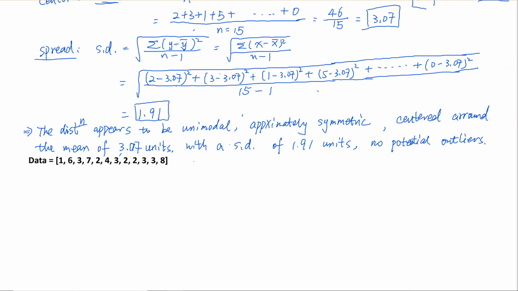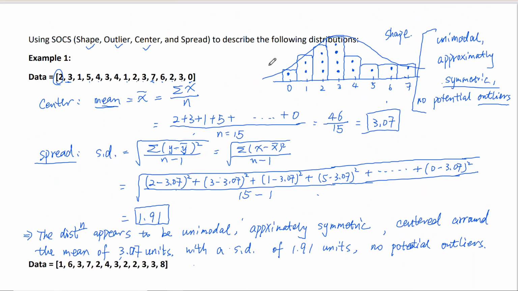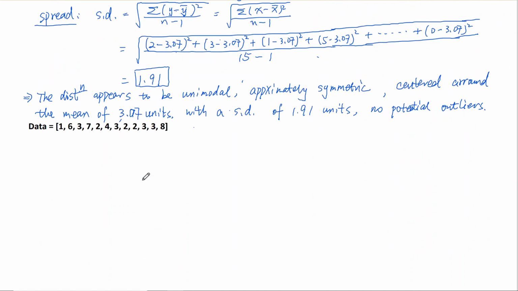All right. Okay, so this is for the first case. If the distribution shows it is approximately symmetric, right, or just symmetric, then we can use the mean for the center and standard deviation for the spread. All right, next one.